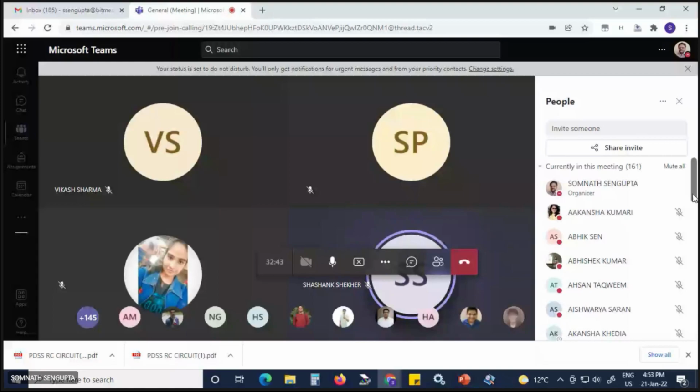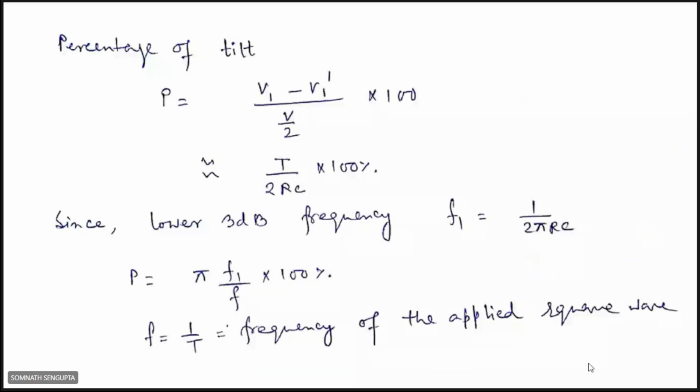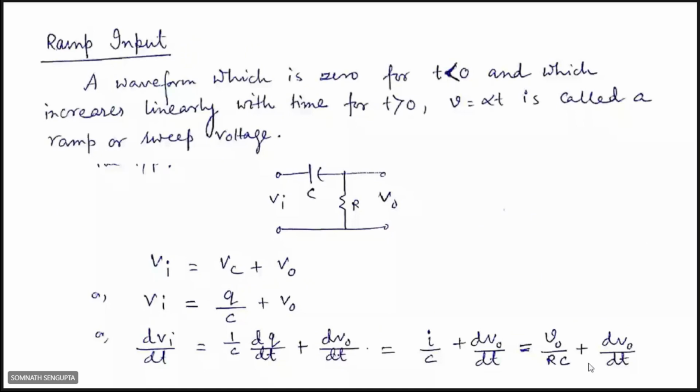Okay, fine. So we move to the next input, that is the ramp input. A ramp input is basically a linear waveform which is given by V is equal to alpha t. It is a straight line equation. Alpha is the slope. V is equal to alpha t.